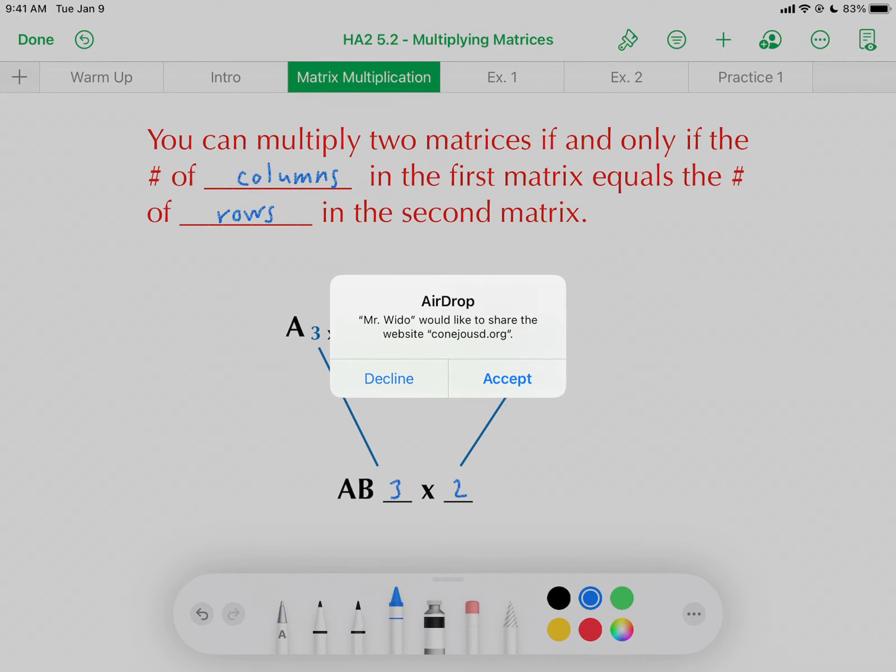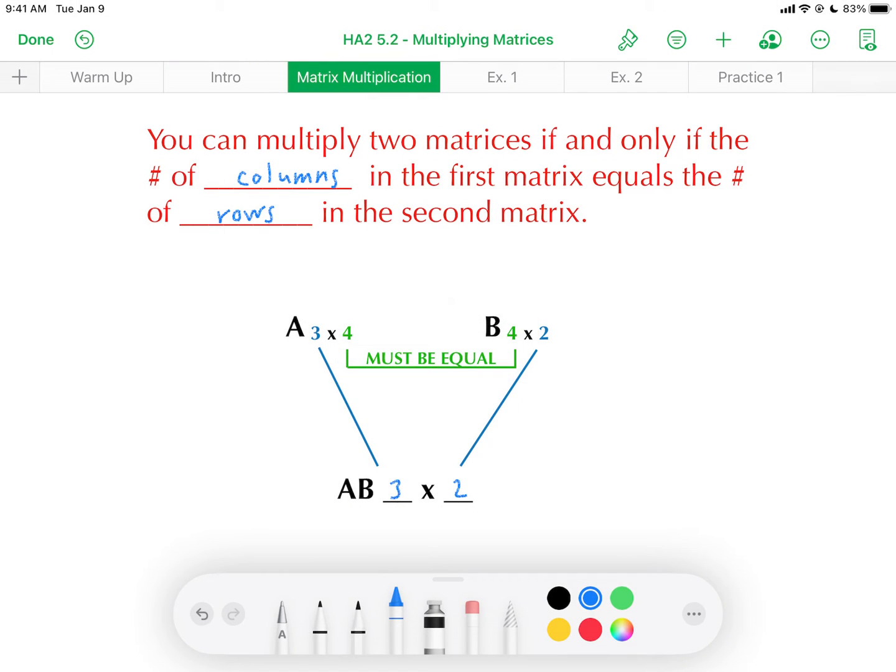Mr. Widow wants to share a website with me. I keep getting that too. Yeah, it's like an extra. Goodness gracious. I'm going to just decline. Okay. It's an extra credit geometry assignment. Yeah, I'm not even in geometry. I wonder if he's just airdropping the whole hallway maybe.